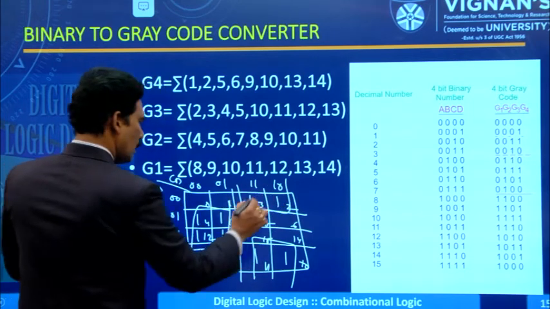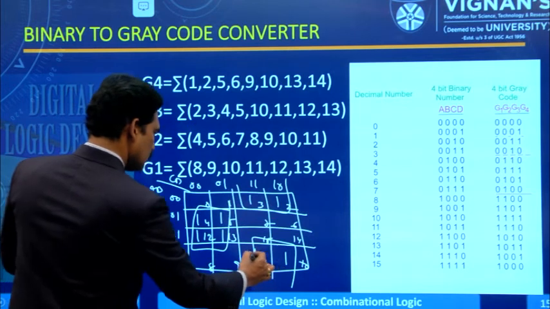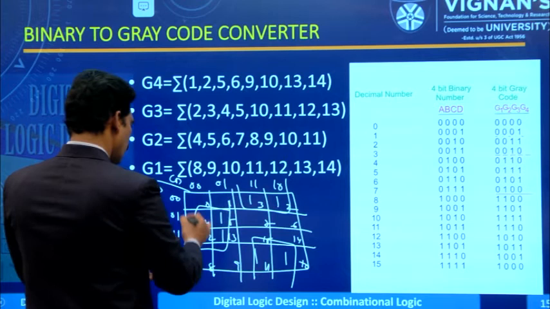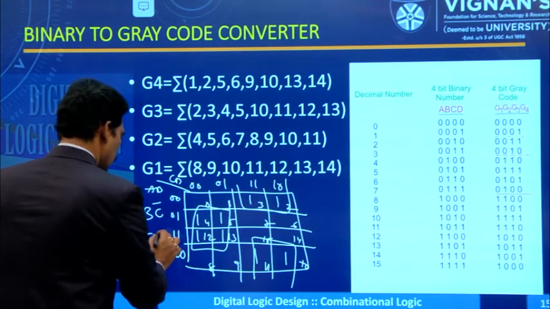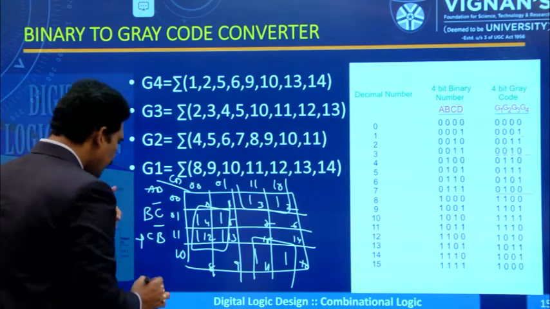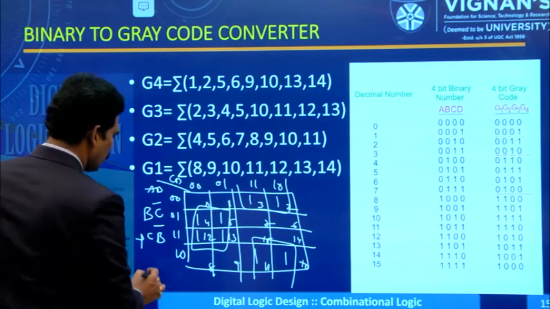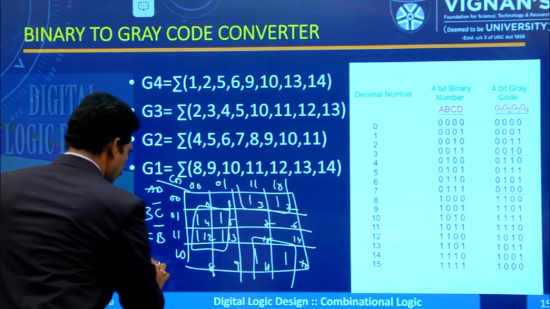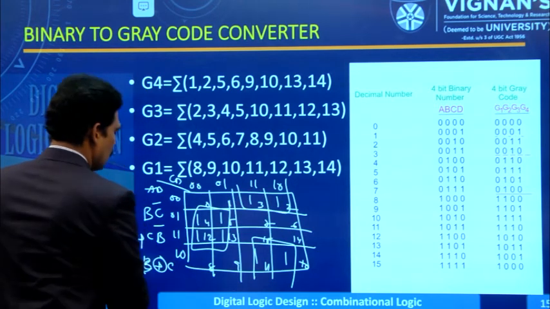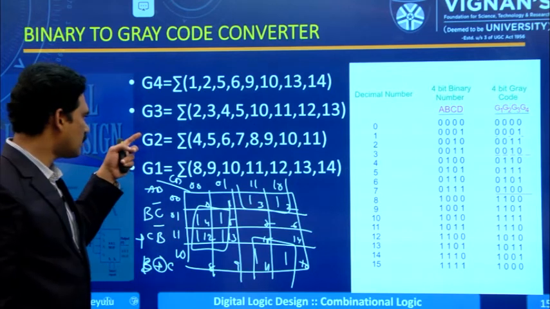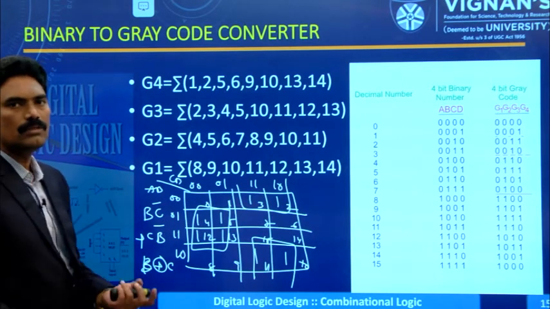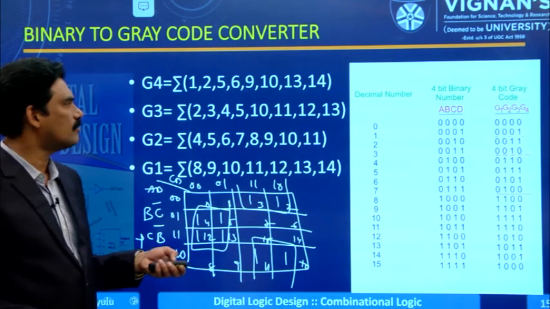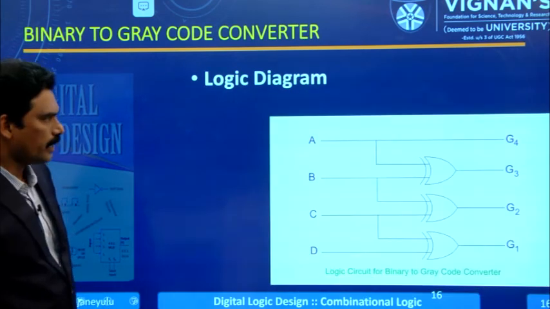And for this, C is common, and for these two, B bar is common. So, B bar C. So, that is equal to B bar C plus B C bar. So, G2 is equal to B exclusive OR C. Like this, we are going to derive the expression for G2 and G1, and then we are going to draw the logic diagram for this.